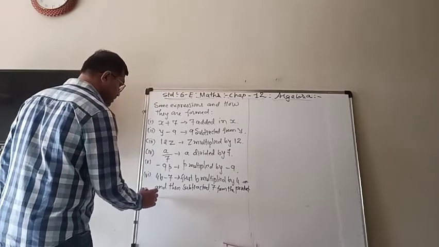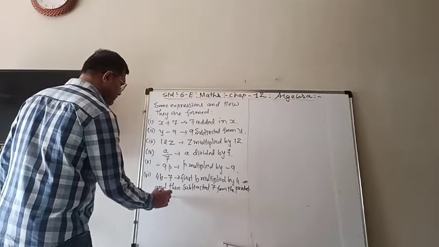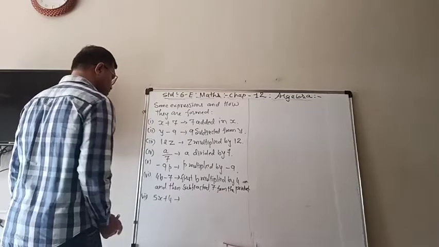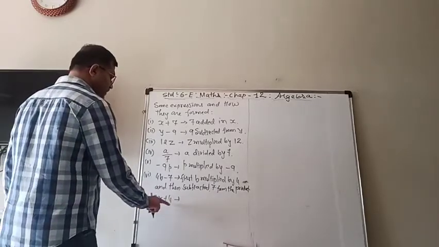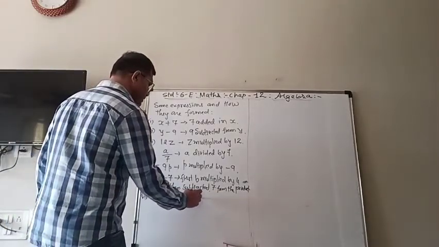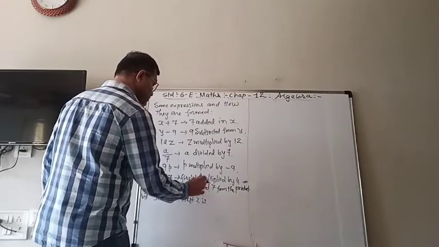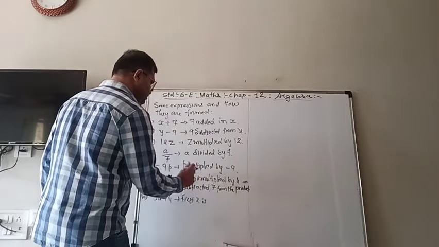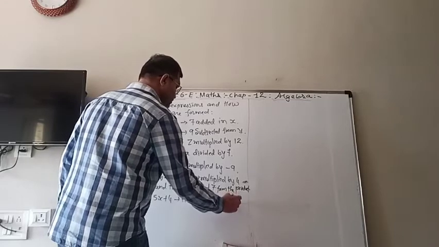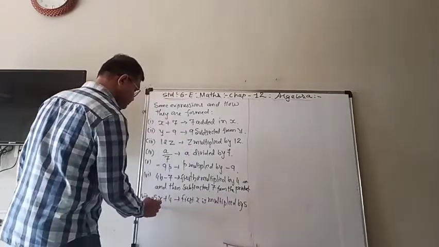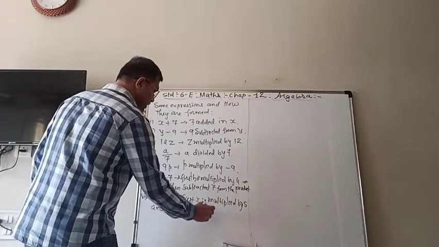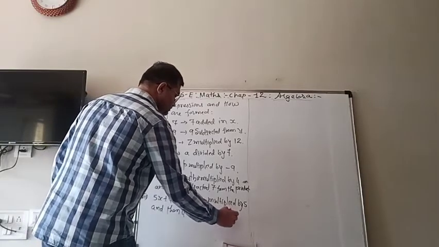Next can be like 5x plus 4. So first we multiply the x by 5 and then 4 is added to the product. So first x is multiplied by 5 and then 4 added to the product.